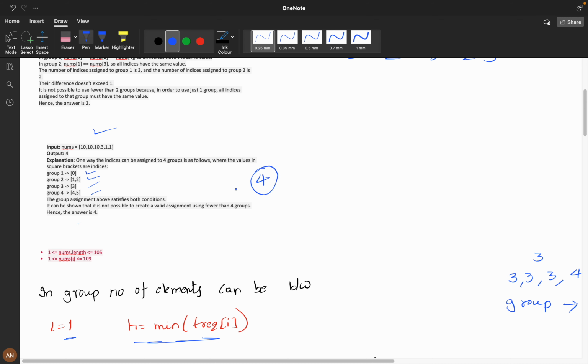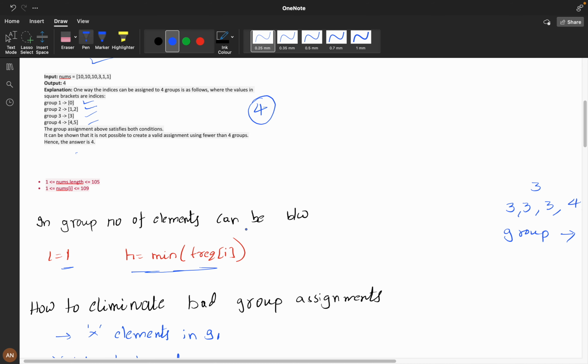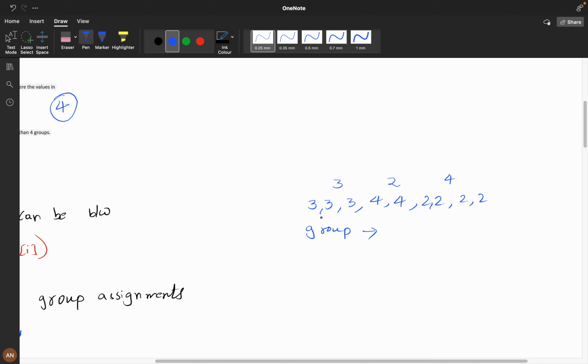So let's see. First we will see how many elements a group can have. It will start from 1, and how much can it go? Let's see with this example. Here 3 occurred 3 times, 4 occurred 2 times, and 2 occurred 4 times. The maximum elements in each group can be 1, so that all elements go to single groups.